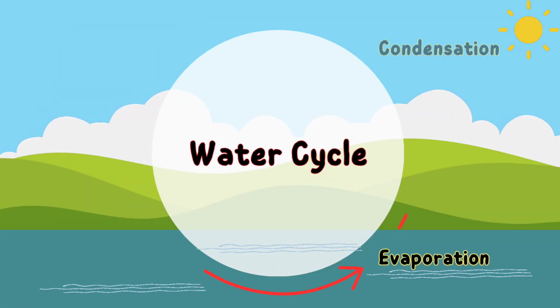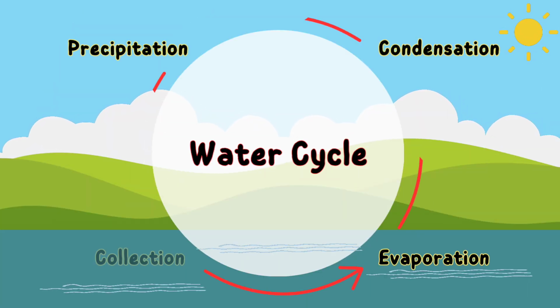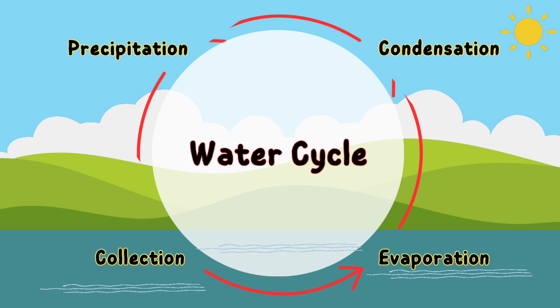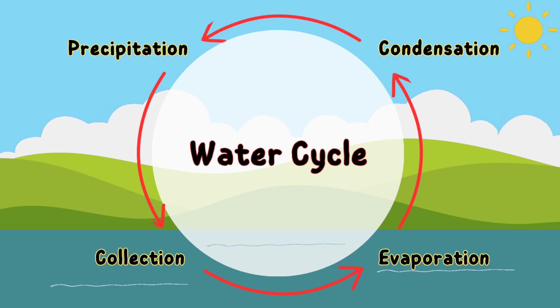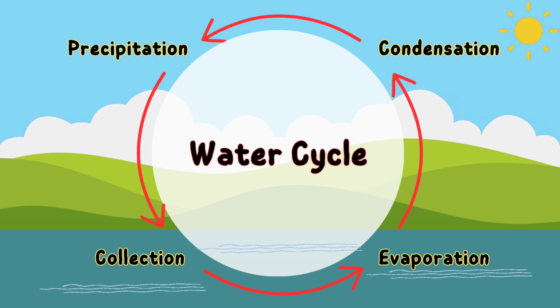Today, our topic is the water cycle. It occurs in 4 steps: evaporation, condensation, precipitation, collection.